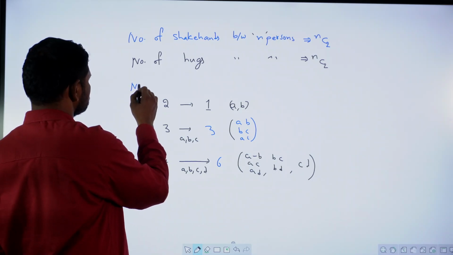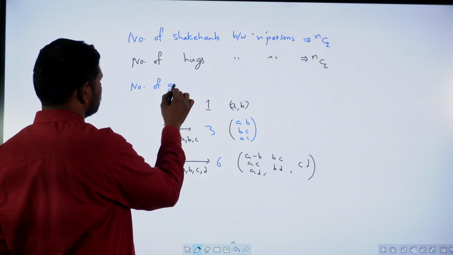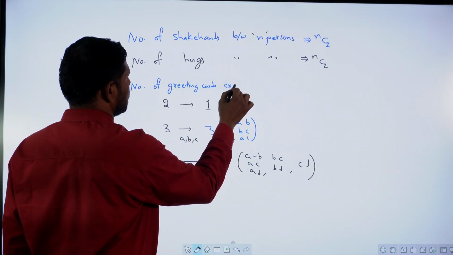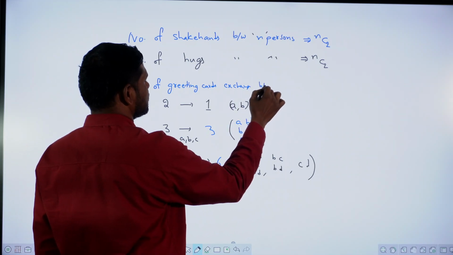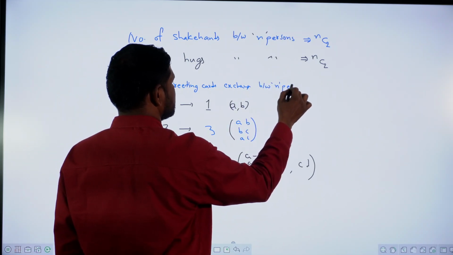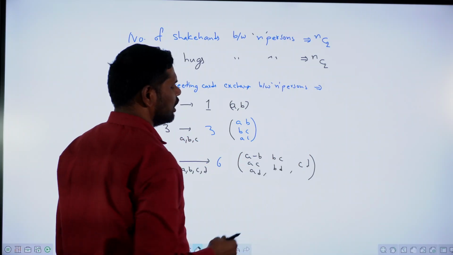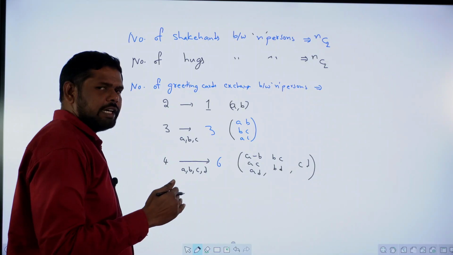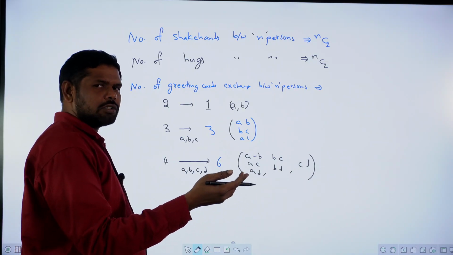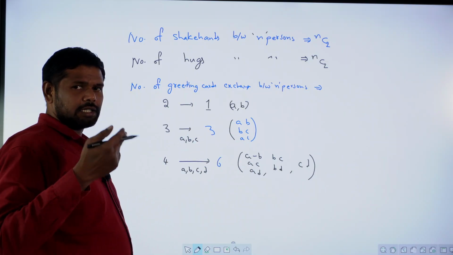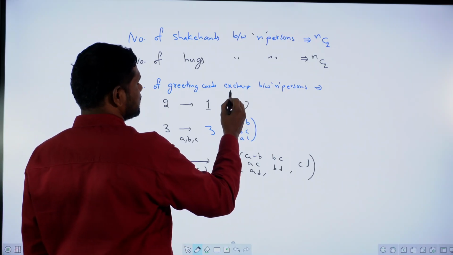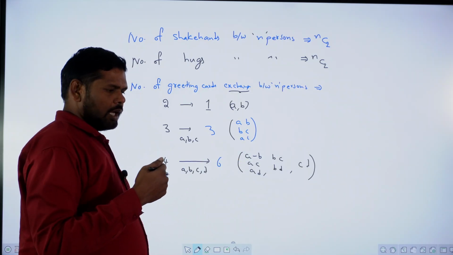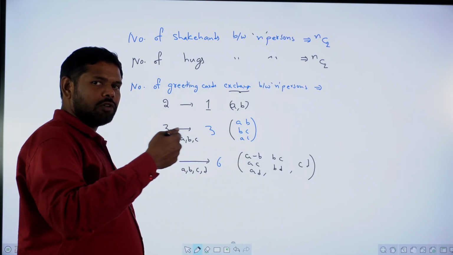suppose the number of greeting cards exchanged between n persons. Suppose on a New Year event, a student sends a greeting card to another. Similarly, all the other students also send greeting cards to the remaining students. So like this, exchange: I sent to them and they also sent to me. I sent to them and that person also sent that greeting card to me.